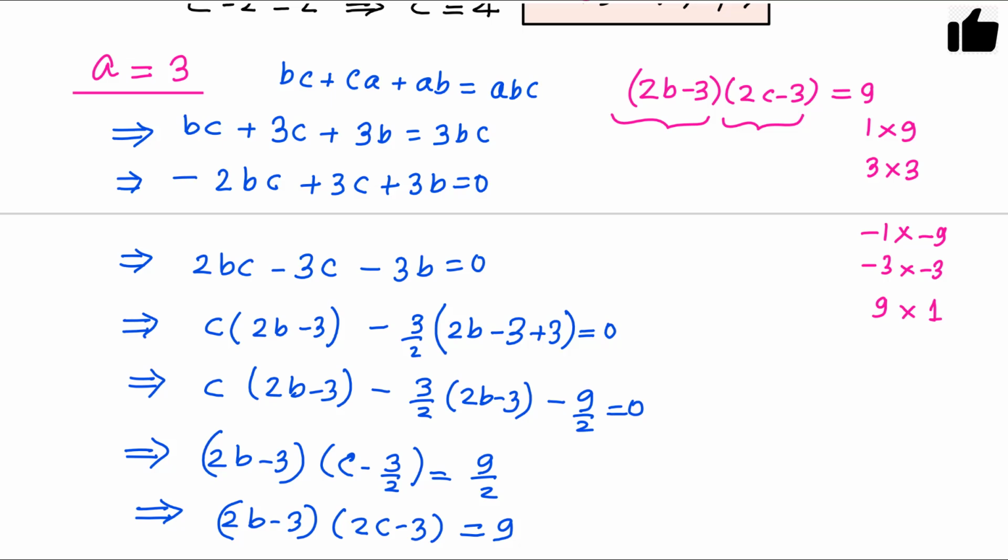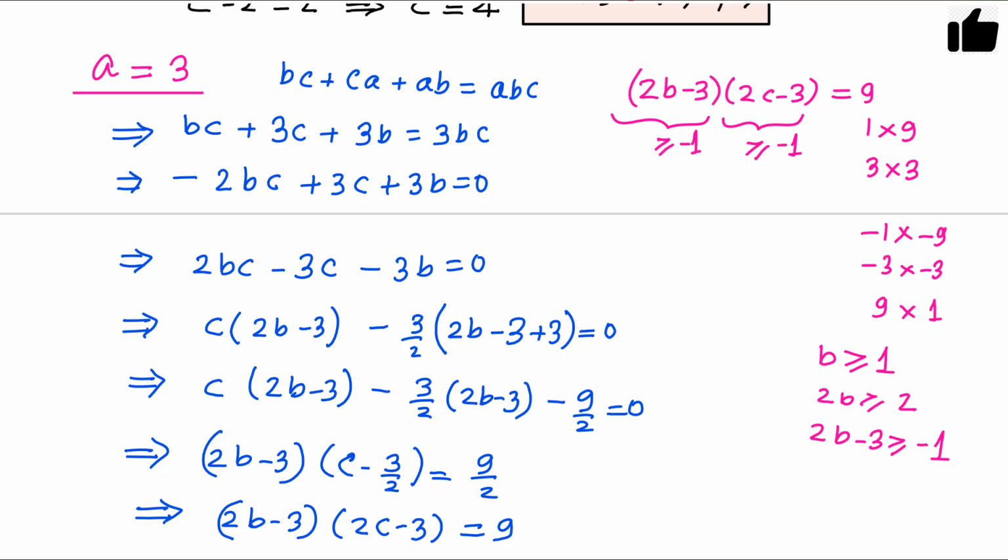Now let us impose the conditions. So if you remember, we said all are positive numbers. So B is greater than or equal to 1. This means 2B is greater than or equal to 2. So this means 2B minus 3 is greater than or equal to 2 minus 3, that is minus 1. So this number is greater than or equal to minus 1. And similarly you can show that this number is also greater than or equal to minus 1.